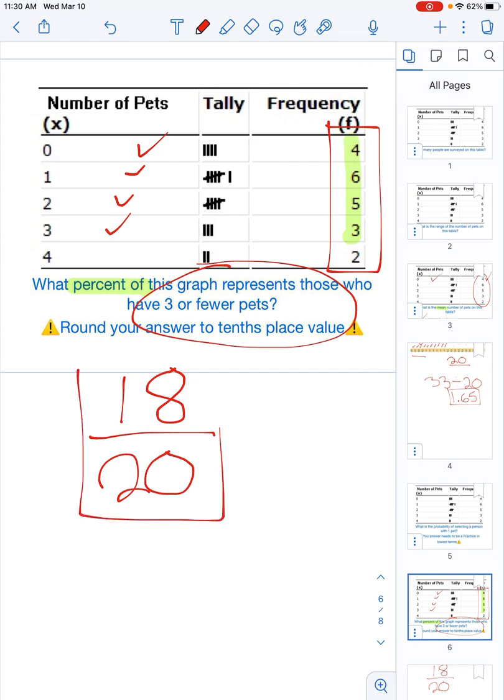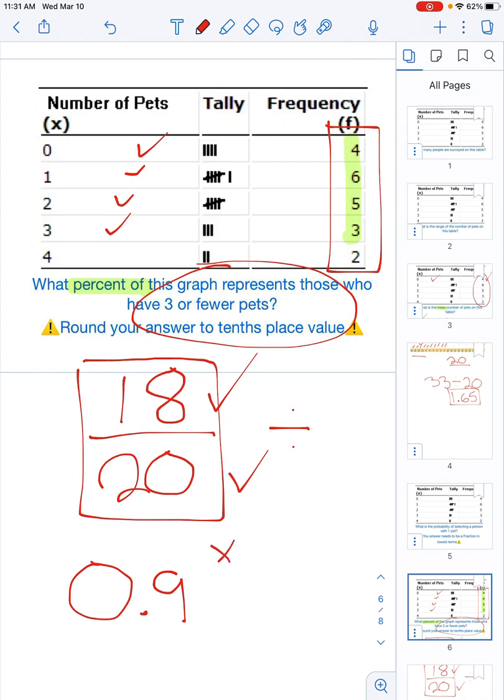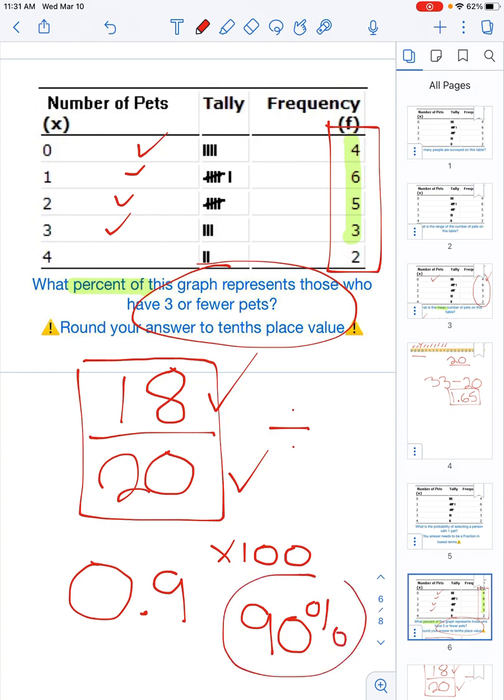This is my first step for getting a percent. Get the fraction. Now, what does this mean? Well, we take the top number here and we divide it by the bottom number here and we get a decimal. And that is my second step. Last but not least, I got to take my decimal and multiply it by 100. And when I take 0.9 times 100, I get my answer, which is just plain old 90%. Now, this is the most common type of question that you usually see associated with the frequency table.